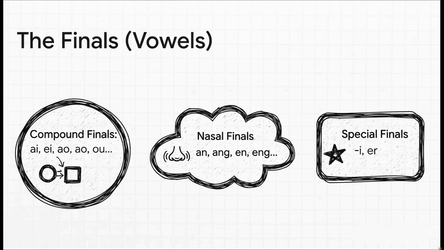And it's the same story for the finals, the vowel sounds. They come in a few different flavors. You've got your simple ones, some compound ones where vowels kind of glide into each other, like ai or ao, and some nasal ones that end with an n or ng sound. But again, it's a closed system. Once you learn them, you've learned them.